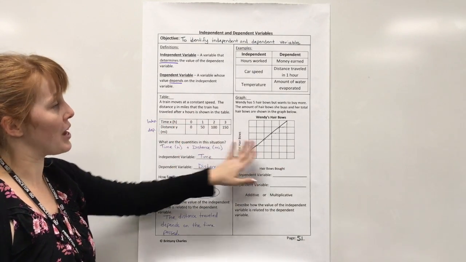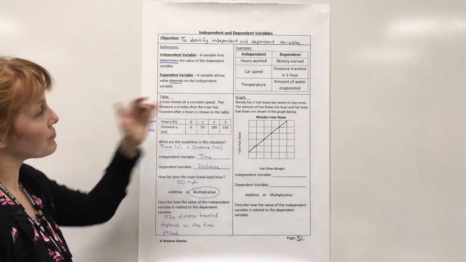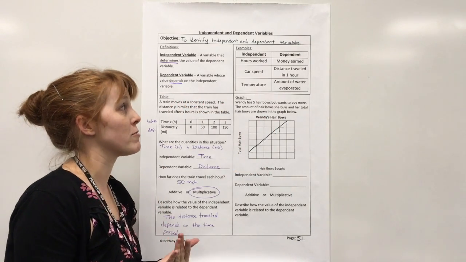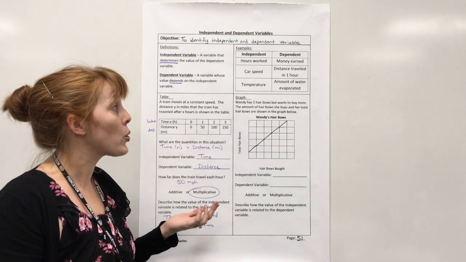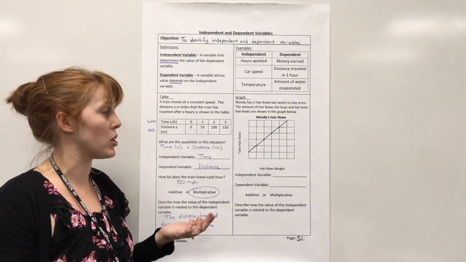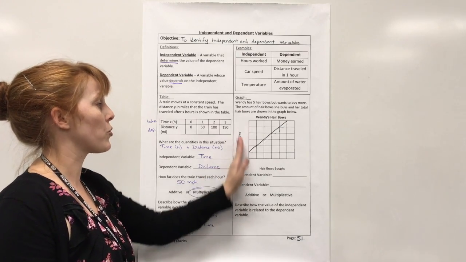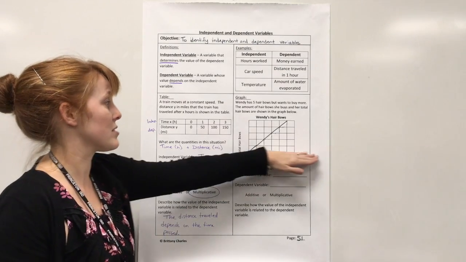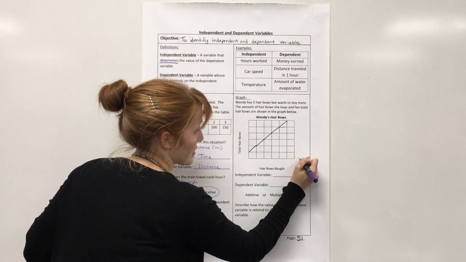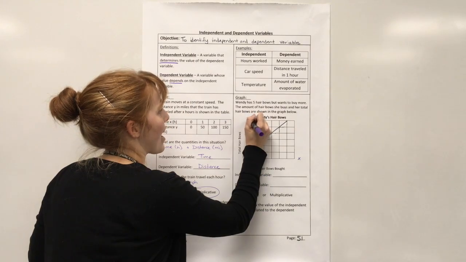All right, so here's another example. So this was from a table. Now looking from a graph, Wendy has 5 hair bows but wants to buy more. The amount of hair bows she buys and her total hair bows are shown in the graph below. So we have hair bows, we have total hair bows. First of all, let's label the X and Y axis.